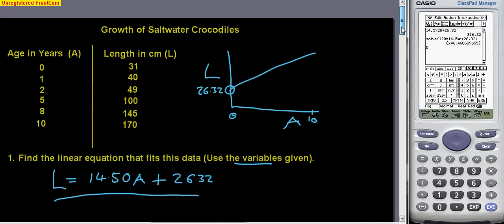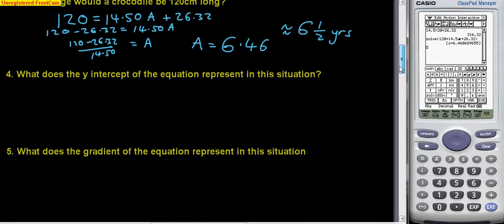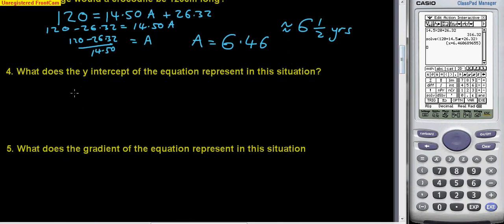So now we've got to go back and write something in English. The y-intercept represents the length of the crocodile at birth, or when it hatches, or however you want to say that.